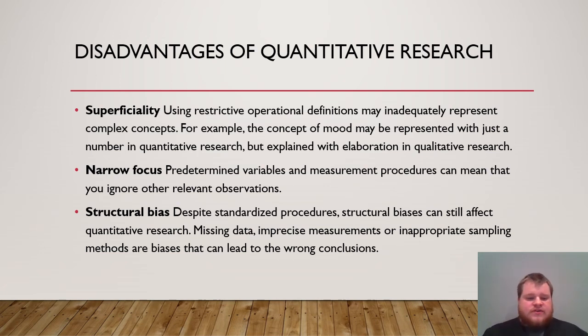Another disadvantage is narrow focus: predetermined variables and measurement procedures that can mean that you ignore relevant observations. So you're kind of focused on one thing and not really getting the big picture. And then structural bias: despite standardized procedures, structural bias can still affect quantitative research. Missing data, imprecise measurements, or inappropriate sampling methods are biases that can lead to wrong conclusions. So there's a lot of different things that can mess up your research.